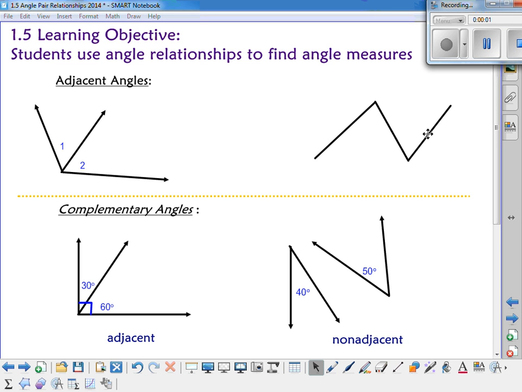Today's objective is that students will use angle relationships to find angle measures. So first we need to know some definitions. Adjacent angles. Adjacent angles are angles that have a common vertex and a common side.